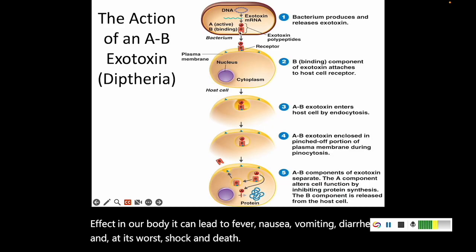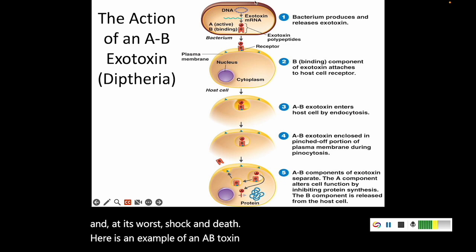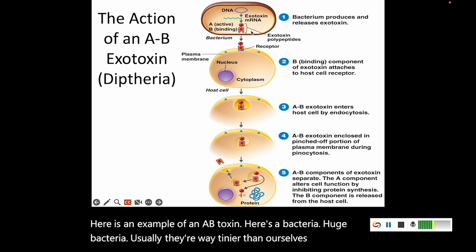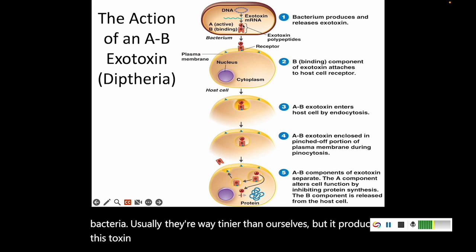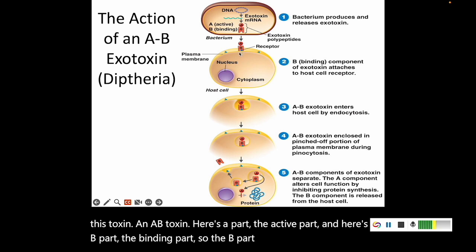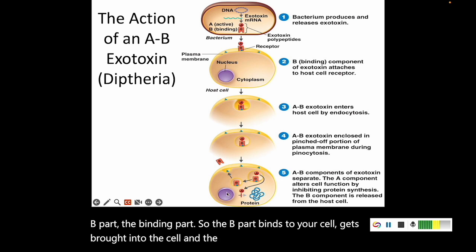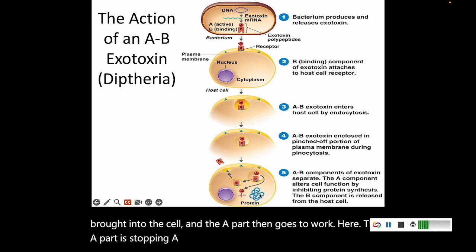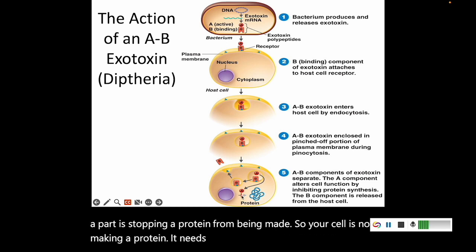Here's an example of an AB toxin. Here's a bacteria, a huge bacteria. Usually they're way tinier than our cells, but it produces this toxin, an AB toxin. Here's the A part, the active part, and here's the B part, the binding part. So the B part binds to your cell, gets brought into the cell, and the A part then goes to work. Here, this A part is stopping a protein from being made. So your cell is not making a protein it needs. It's suffering as a consequence.